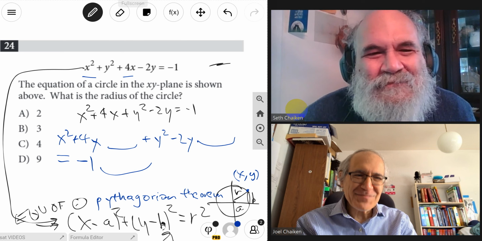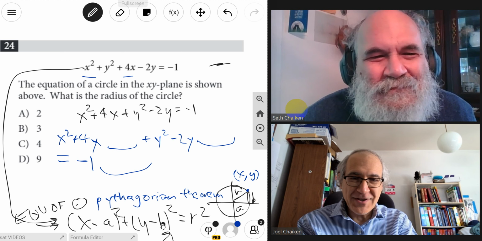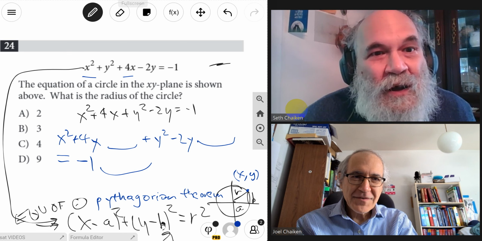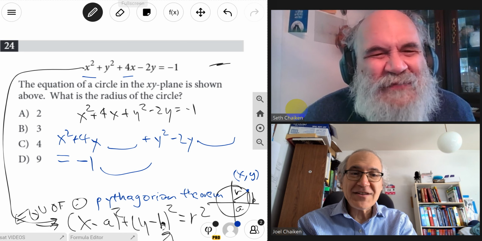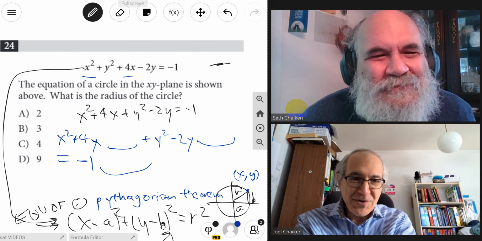Maybe we should do this problem where I do it my way, you do it your way, because everybody has a different way of completing the square. So should we do that? All right. You want to do your way first? Why don't you erase that? We'll make a line, and then you do it your way, I'll do it my way.